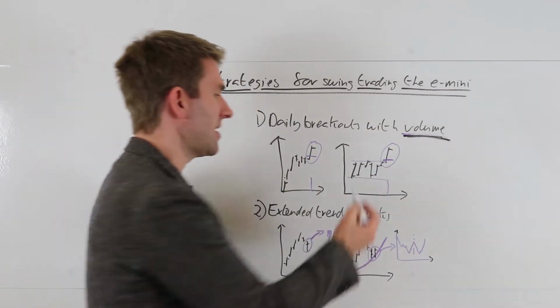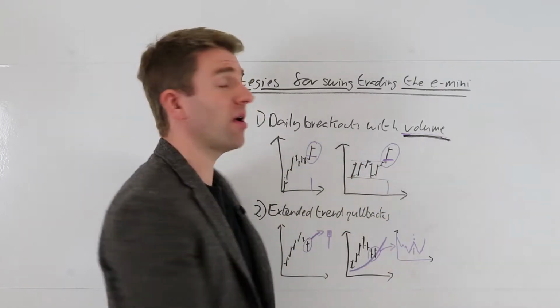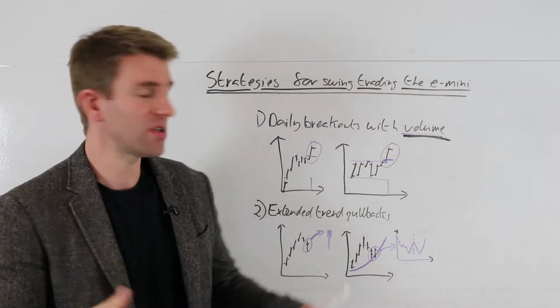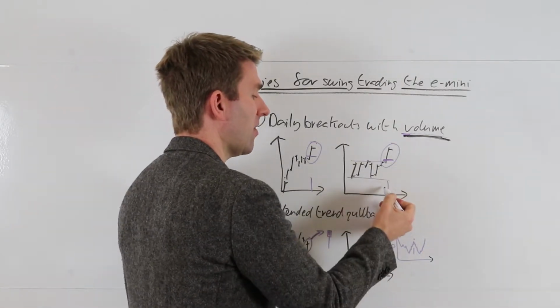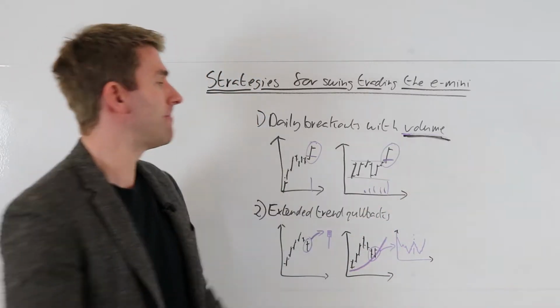The other one is this, very similar but slightly different in that this is a range. So the market's been sitting in a range for a while. It's kind of pent up, all the buyers and sellers are guessing where to go. All of a sudden we break out with high volume, relatively high volume compared to what the days have been like before. And again, same kind of thing.